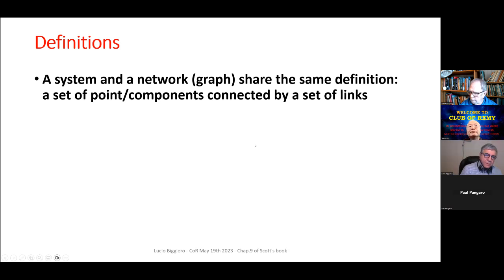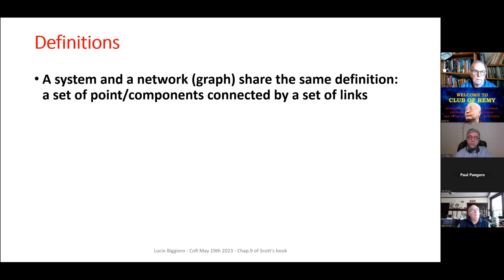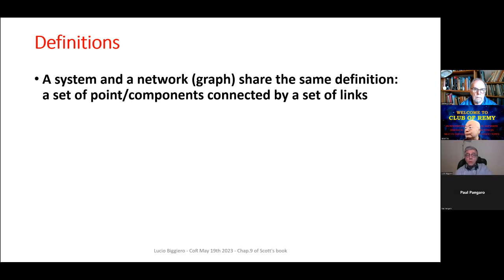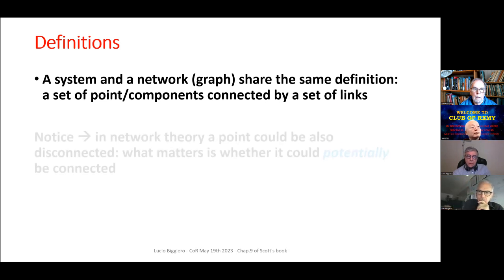Definition is that a system and a network graph, so there is a graph, but basically it is the same. They actually share the same definition. There is a set of points, in the language of graph theory or network science, or components in the case of systems science and cybernetics, connected by a set of links. And so this is precisely the same definition in both cases.